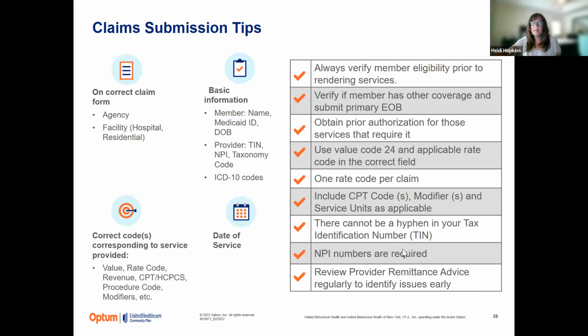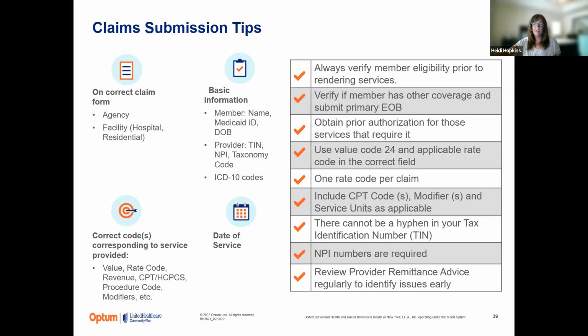So some claim submission tips, right? Sometimes we submit claims and we see denials. So here's some tips for success, right? Always verify that member eligibility prior to rendering services. Make sure that if the member has some other coverage, the primary EOB is included. Obtain your authorization for services that require it. Make sure you're using the 24 value code and the applicable rate code in the correct field.